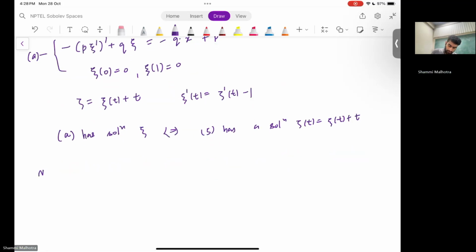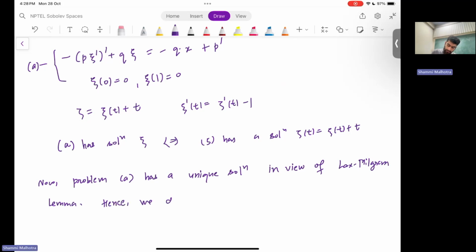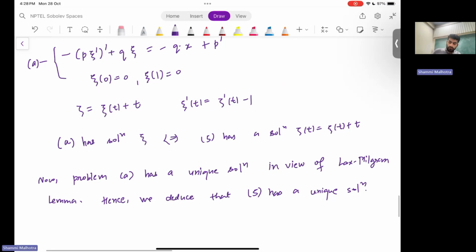Now problem A has a unique solution in view of the Lax-Milgram lemma. Hence, we deduce that 5 has a unique solution. Okay, so far so good.